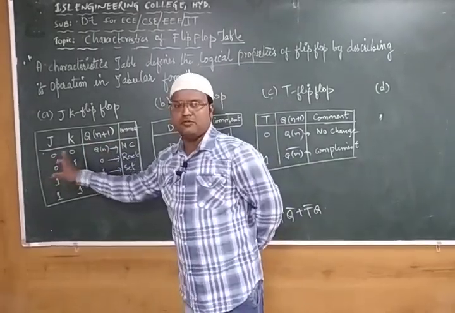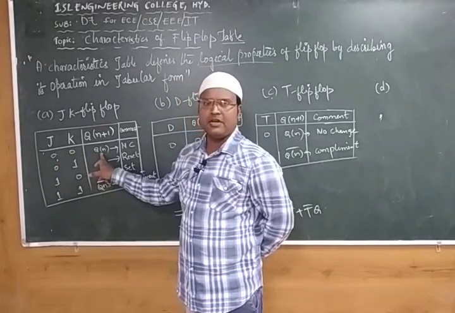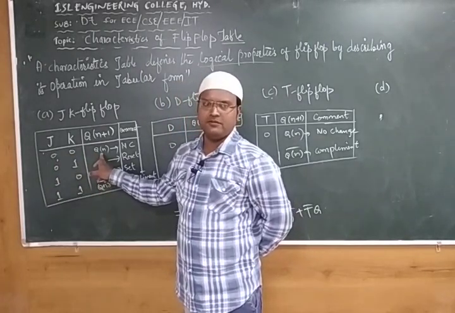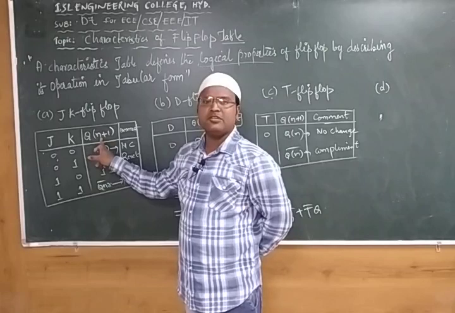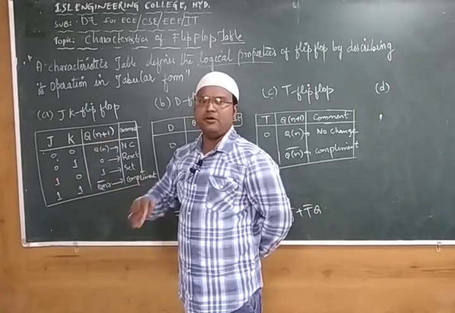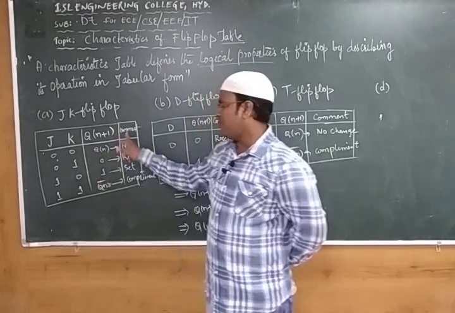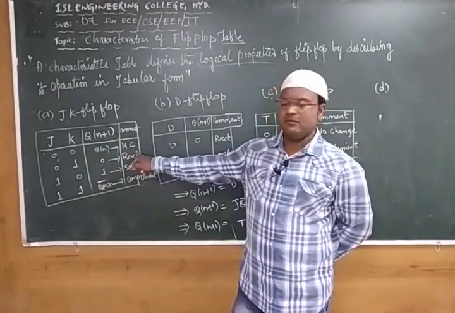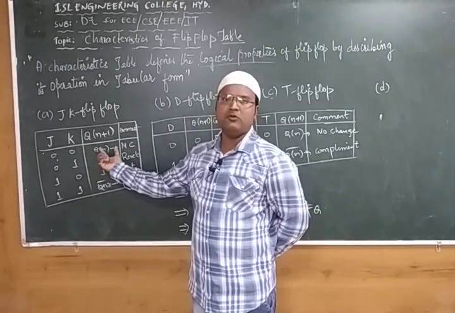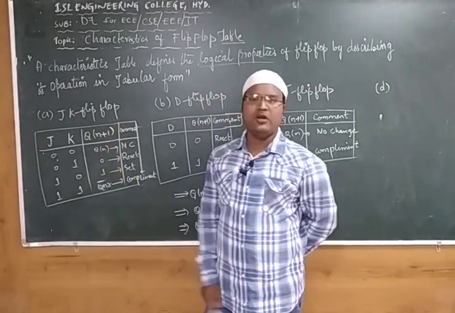Suppose when both are 0,0. So what's the value we are writing over here? We are writing Qn, right? What does n+1 mean? The next state. Next state depends upon the output of the present state. So what is the present state? It is Qn, and the command we are writing for it is no change. Because whatever Qn value we have, it is exactly keeping Qn as it is.